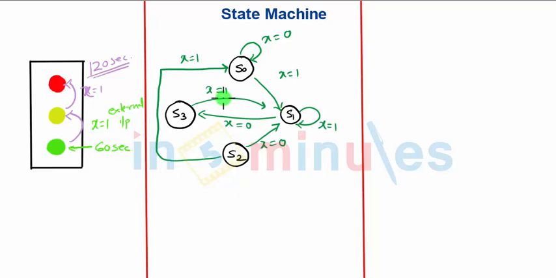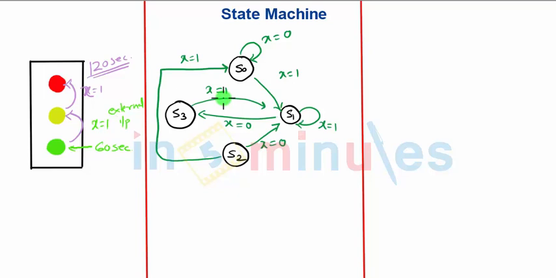Here you will come to know one point, that we are not talking about the outputs. Why? Because when outputs are considered for the state machine, the output depends upon 2 conditions. The output is associated with states irrespective of the inputs, or the output associated with the state machine is dependent upon the inputs as well as the states.